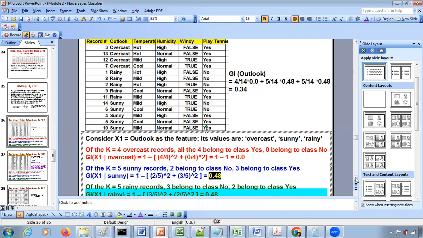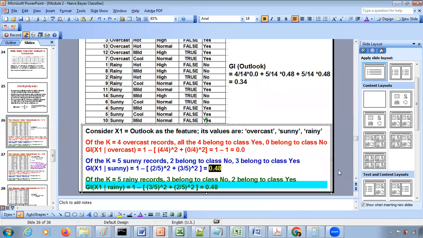And then for rainy records, we have 2 yes, but 3 no's in this case. So out of 5 rainy records, you have 3 no's and 2 yes. So 3 over 5 no plus 2 over 5 yes. So 3 over 5 squared plus 2 over 5 squared, and 1 minus that will again be 0.48.